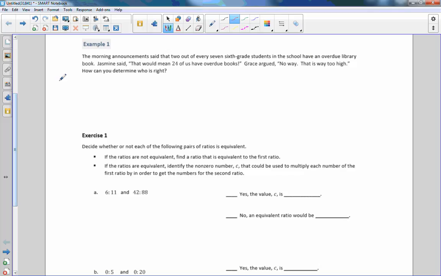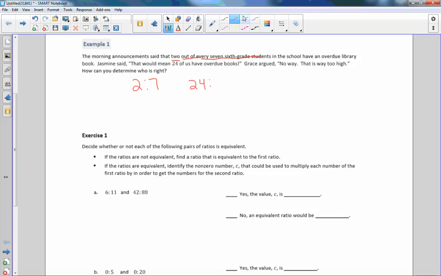Okay, so the first thing we want to do is set up a ratio. If we're going to compare the overdue books to the total, it says 2 out of every 7 sixth graders. 2 out of every 7. 2 to 7. 2 overdue books out of 7 people. That's the total. So it's the number of overdue to the total. And then Jasmine said, that would mean 24 of us have overdue books. Well, the overdue books come first in this ratio.